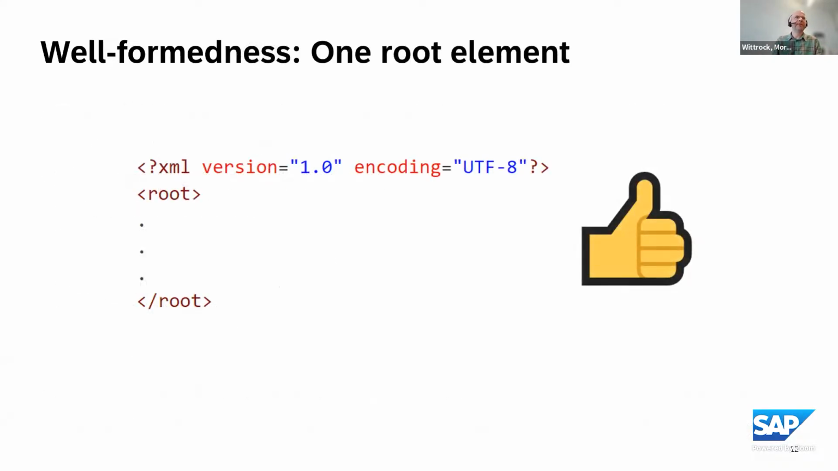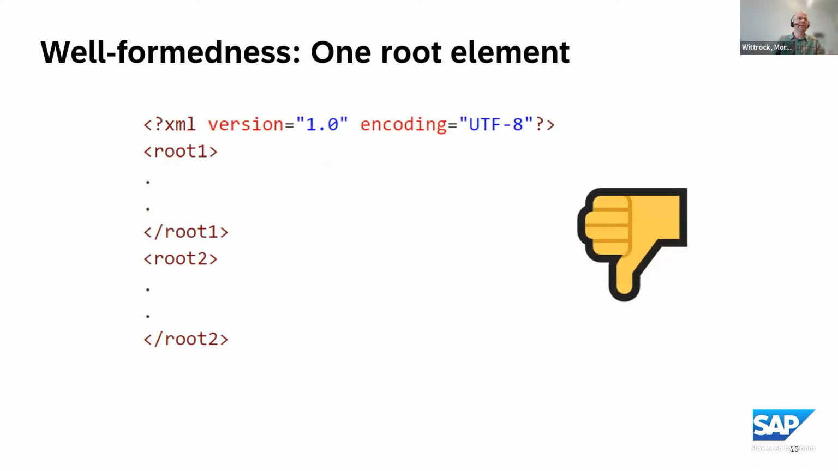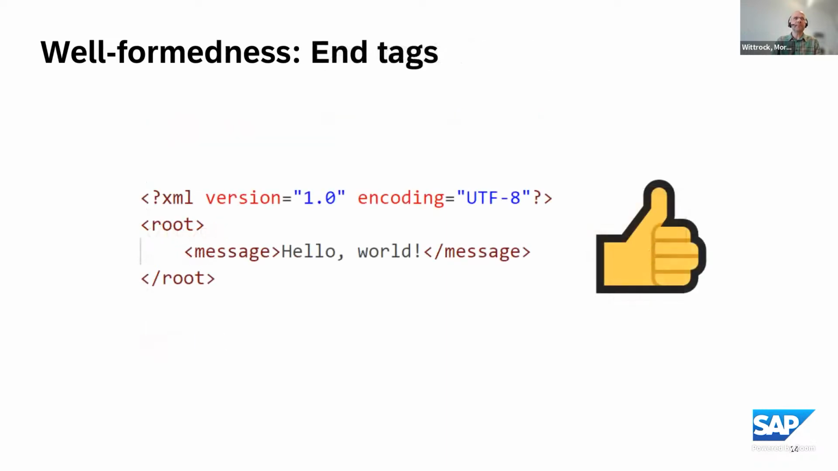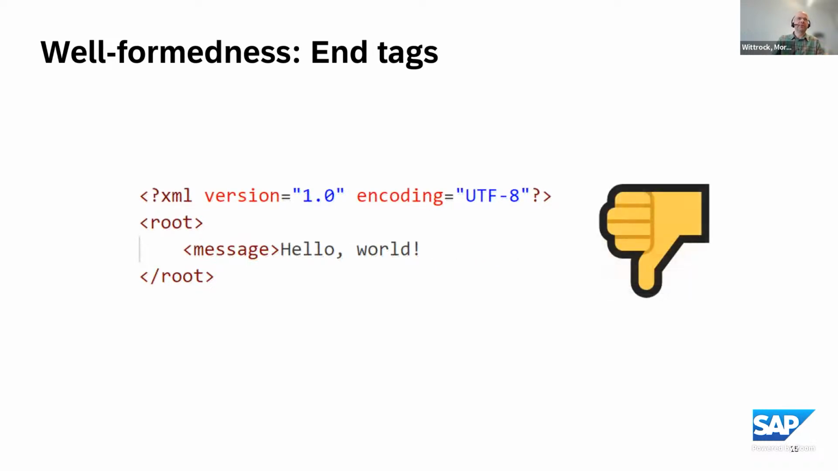So just a few examples here. One root element only, so this works, but having two is a no-go, and your parser will fail on this document. End tags: the message element here has a start tag and an end tag. This is okay. Not okay is not having this end tag. HTML, for instance, allows tags with no end tag, but this is not HTML. Your XML parser will demand that an end tag is in place.